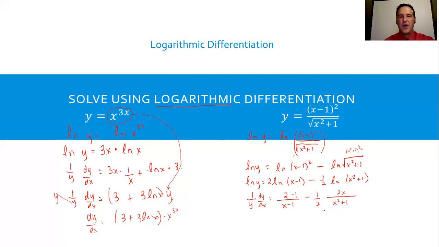All right, so what happens next? 1 over y dy dx equals 2 over x minus 1 minus, well, here's the 2 and here's the half. Those are going to go away. x over x squared plus 1. So I just clean this up a little bit. And let's get rid of the 1 over y. Okay, so let's multiply by y on both sides.